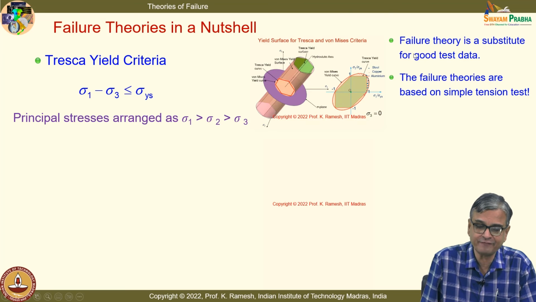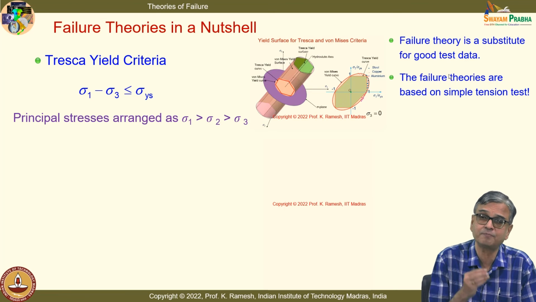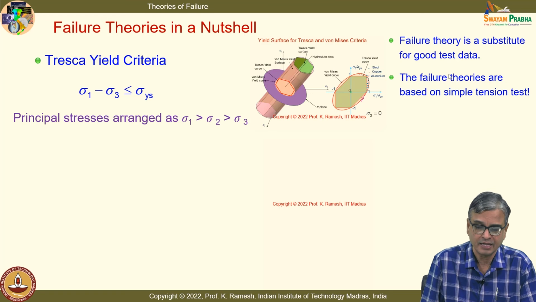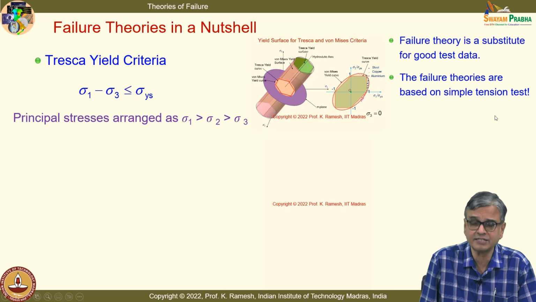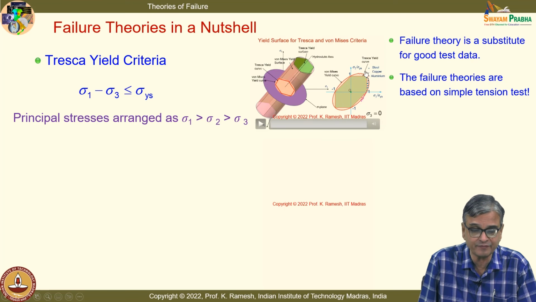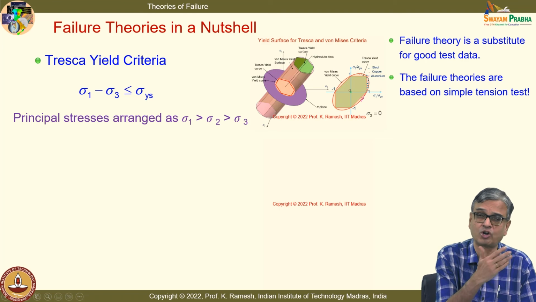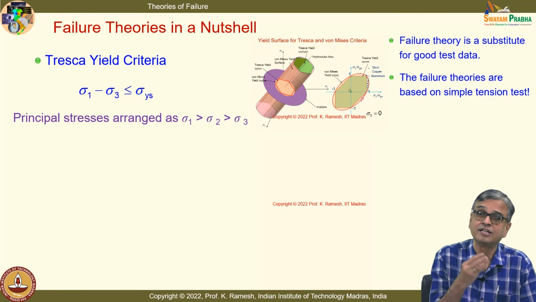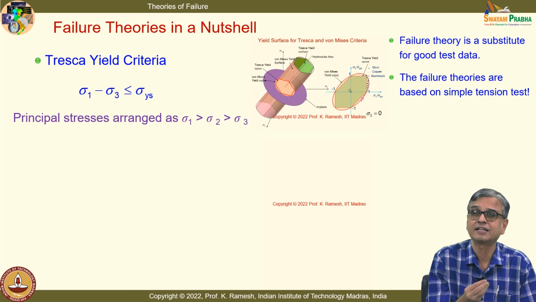And you should also appreciate failure theory is not a substitute for good test data. I said for complex structures, people develop very expensive loading rigs, and only then the design is released for human use, because human lives are very precious. And failure theories are based on simple tension tests. How did they prove the theories? By conducting complicated experiments and verifying that the experimental results for unknown load situations, which were not accommodated in the simple tension test, also fall within the yield locus or very close to it.